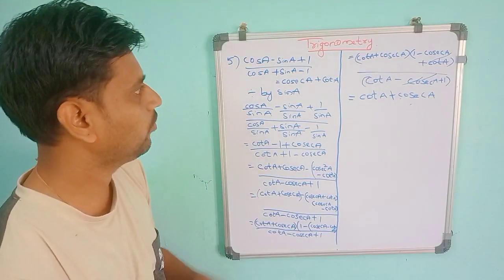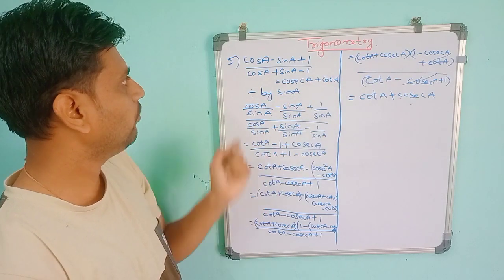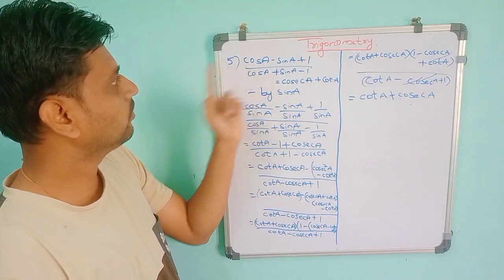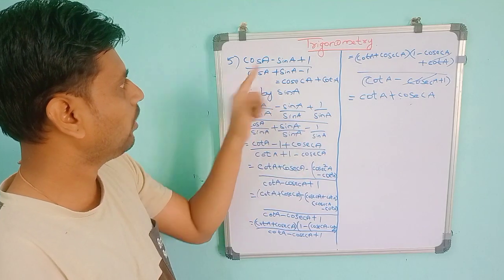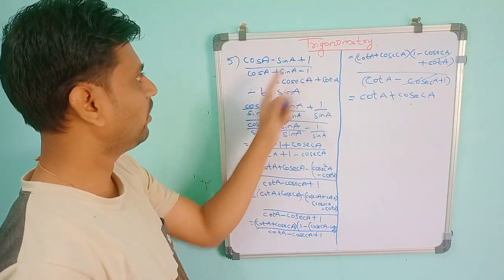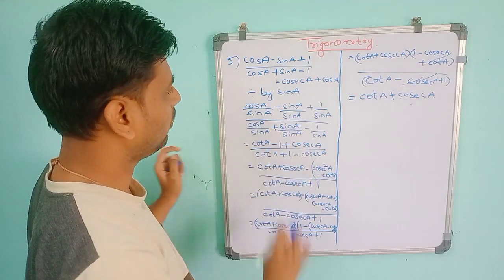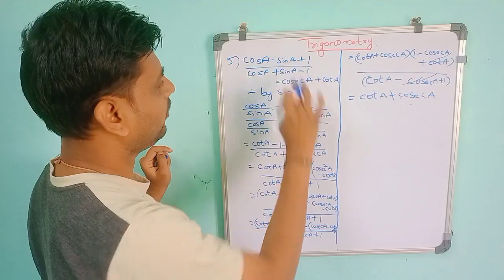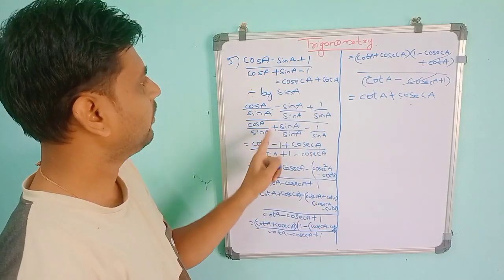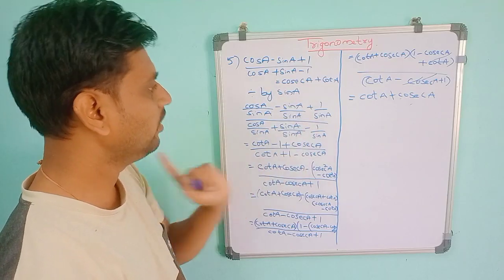So we got the result. Now we want it in terms of cosec and cot. So we have cos here. To change cos to cot, you have to divide by sin. So cos by sin is cot. Again 1 by 1 is there, 1 by sin A. Like that, sin A divided by sin A will be 1. Like that, downside also: cos A by sin A plus sin A by sin A minus 1 by sin A.